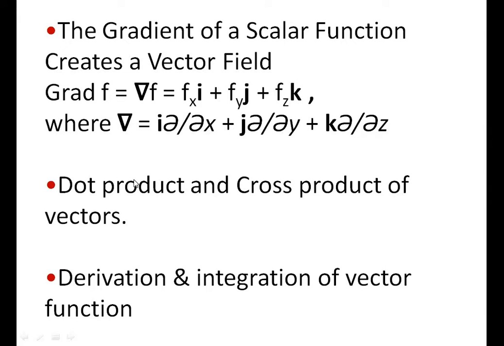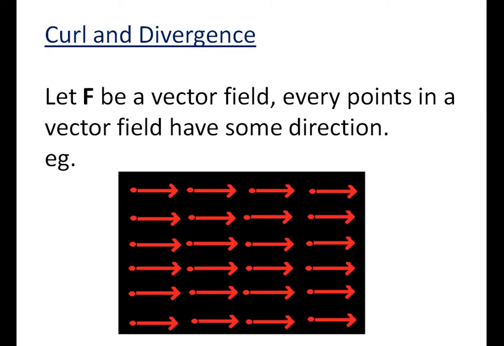Okay, then dot product, cross product. Dot product is the product between two vectors whose result is a scalar. Then dot product is called a scalar product, and cross product, which is the product of two vectors, gives a vector quantity, then cross product is called vector product. Then derivation of vector valued function, integration of vector valued function, and limit, continuity, all this we already discussed in first module. Okay. The first topic in this module, that is curl and divergence.